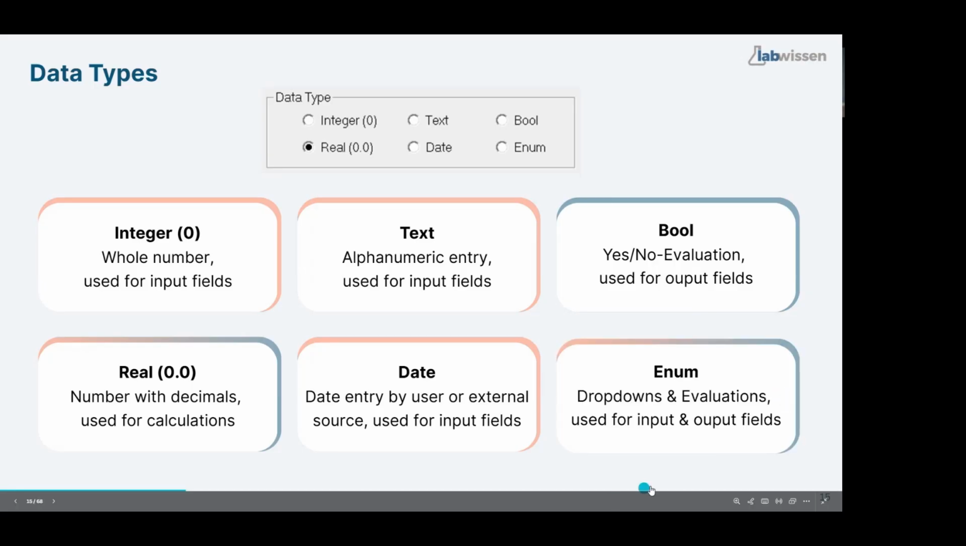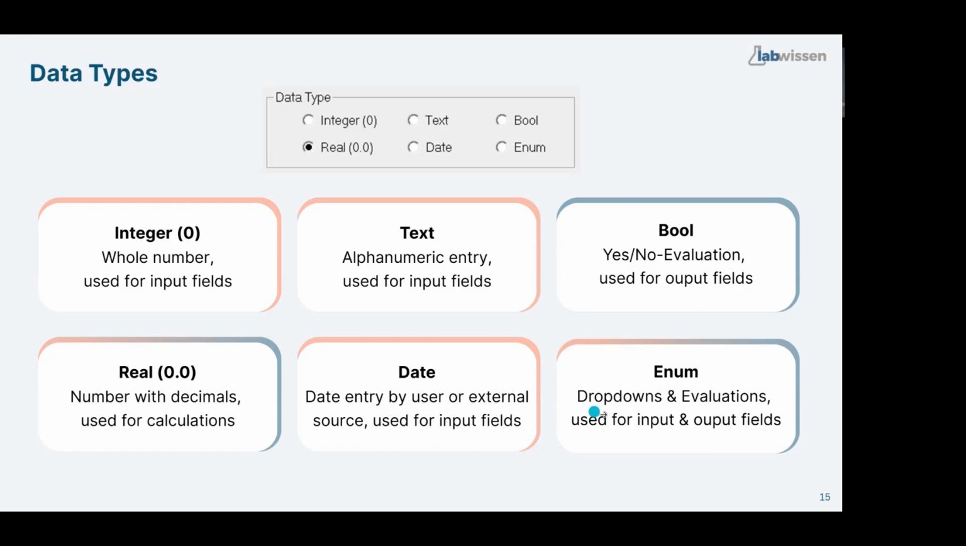And enum. Enum, a very interesting type. It's also used for evaluations, quite similar to Boolean. And it's also used to create drop-down lists, as an input field for a drop-down list.